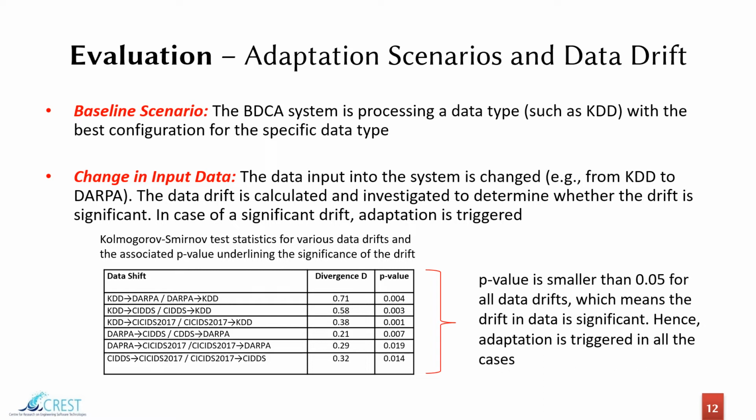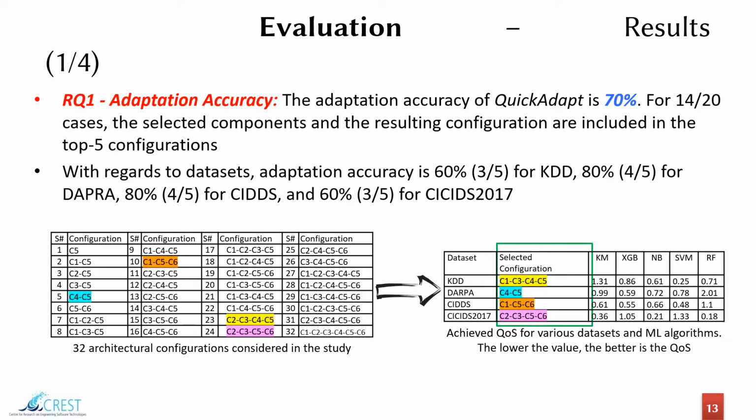And then when we have the divergence through this test, we apply the p-value test to see whether the divergence is statistically significant or not. If it is significant, then adaptation is triggered. Now in our evaluation, for all the data sets, whenever there is a shift from, let's say, KDD to DARPA, the divergence is statistically significant, and so we have the adaptation triggered.